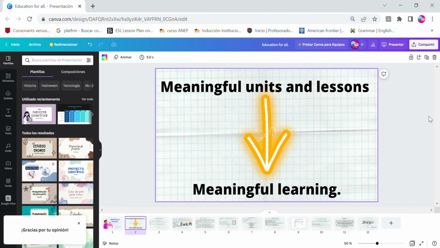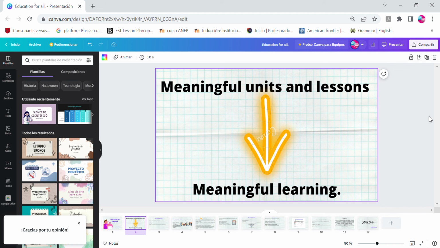From my perspective, all teachers want to create meaningful units and lessons. These meaningful units and lessons allow the production of meaningful learning. Meaningful learning is related to that knowledge that we remember and acquire because it is related to our community or to different topics that are meaningful for us. We can see that knowledge put into practice in our daily life, for example.